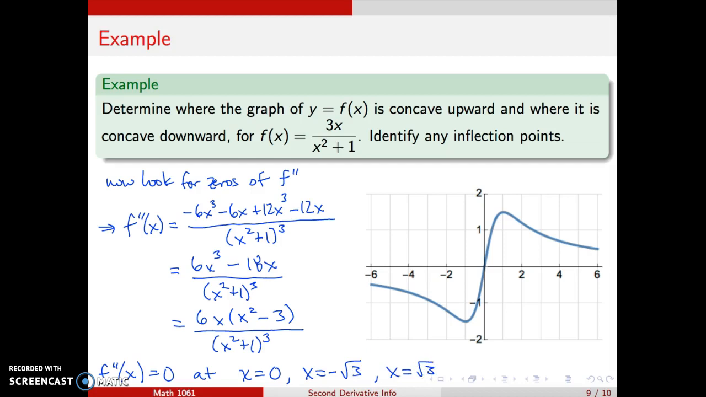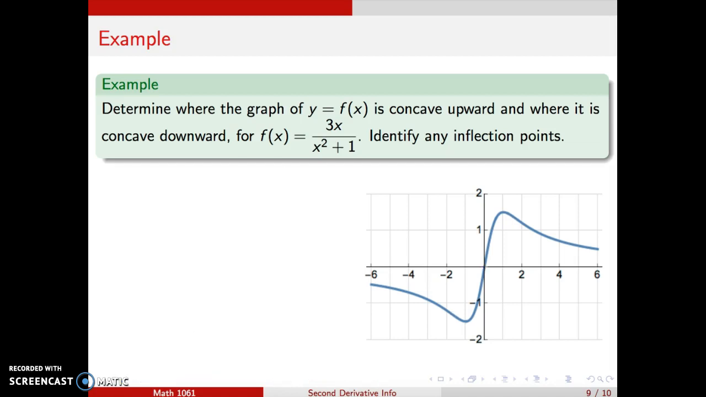By the way, if we look, we can kind of believe that. X equals 0. Square root of 3 is something like 1.7, so maybe right around here, and then the negative of that maybe right around here. It looks like we get that changing between concave down and concave up behavior. All right. This is continuous everywhere, so I'm just going to break it up and look at the relevant intervals. So we've got 0, negative square root of 3, positive square root of 3.